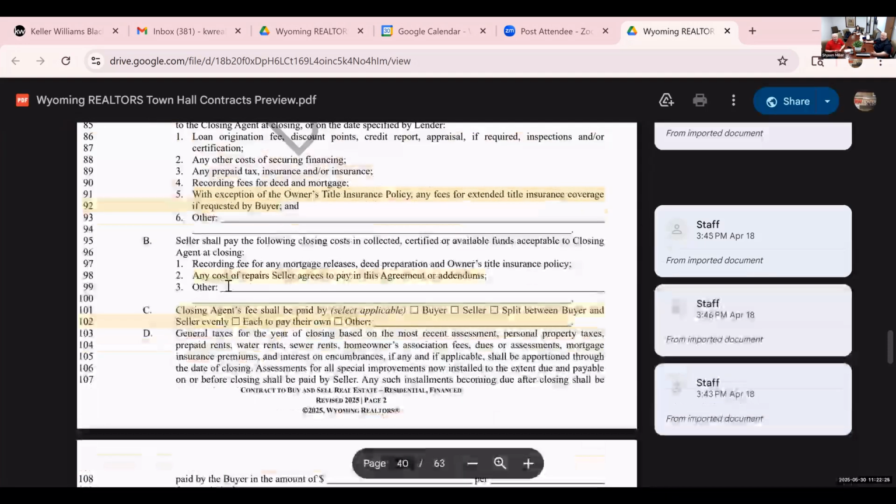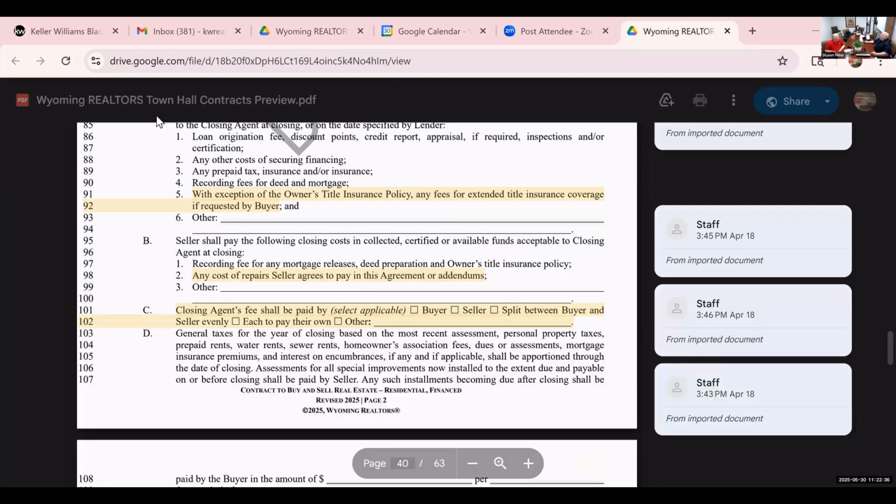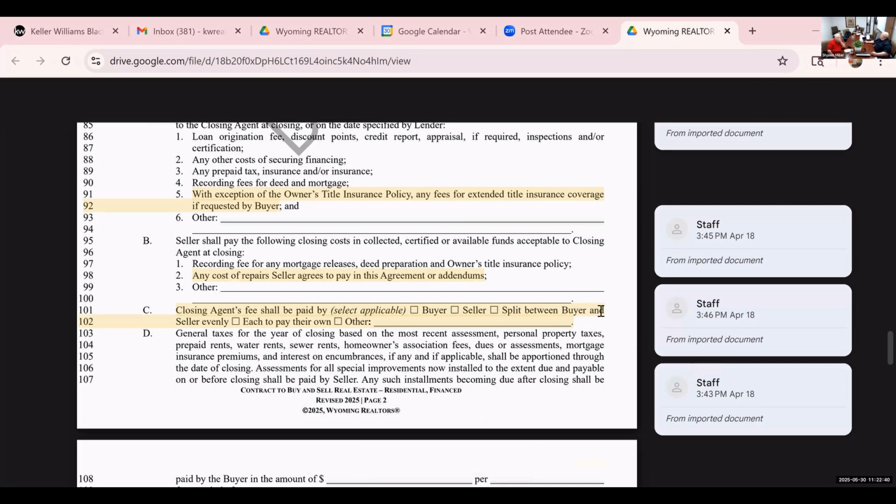The other thing is that any cost of repairs, seller agrees, and I think I heard this from you before, that you were using some of the closing cost money to also apply to repairs that were done. Well, I would say, heck no, because I want them debated somewhere else, but it could be in the contract. It's been written into contracts before when I'm the listing agent.